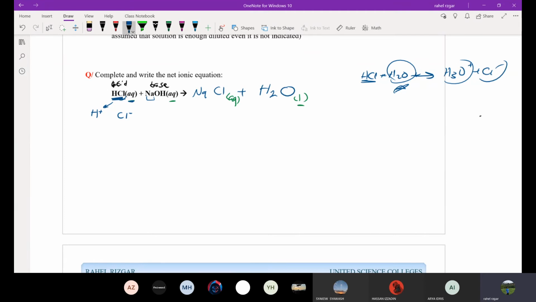But as you can see, we have only HCl and aqueous. So you have to think about that. I have to bring an H2O. In the equation, I have to write an H2O. If I want to make it an ion, I have to write an H2O.